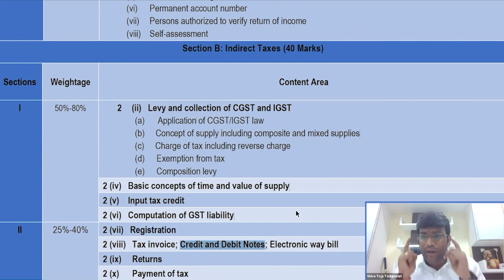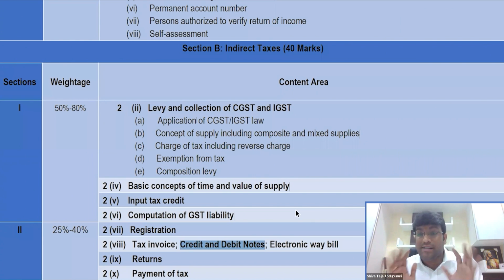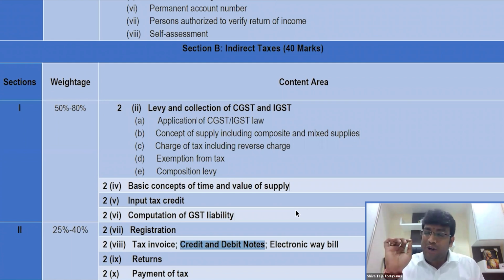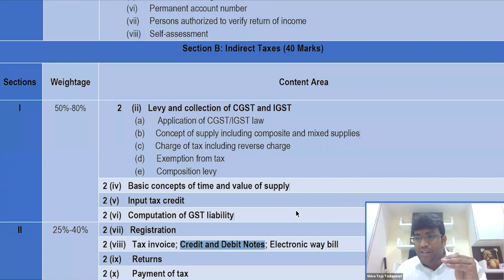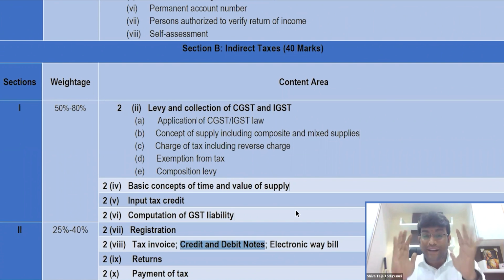We know very clearly that credit note and debit note both are given by the supplier only. Credit note is given for the purpose of reducing the tax. Debit note is given for the purpose of increasing the tax. But whether it is credit note or debit note, both are given by the supplier only. Have that clarity first in your brain very clearly. Don't ever write in an exam that the supplier gives one document and the recipient gives another document. That is nonsense. Credit note or debit note are given by the supplier only. Credit note is given for reducing the tax. Debit note is given for increasing the tax. Have that clarity very clearly.